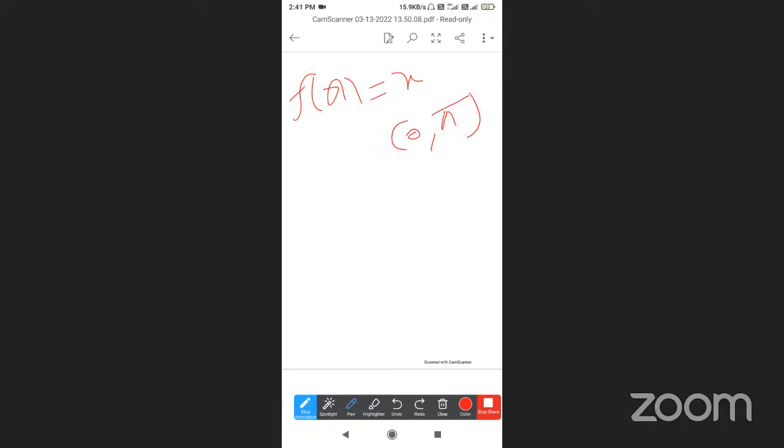So let us take example 10, on page number 92. What is the question? f of x is equal to x. The question is asked in the half range sine series whenever the interval is 0 to pi, and this formula is there. Half range cosine series, whenever the interval is 0 to pi. When these two intervals are mentioned, sine and cosine series in half range, we can apply the formula.